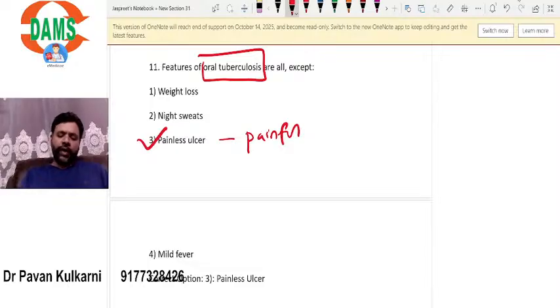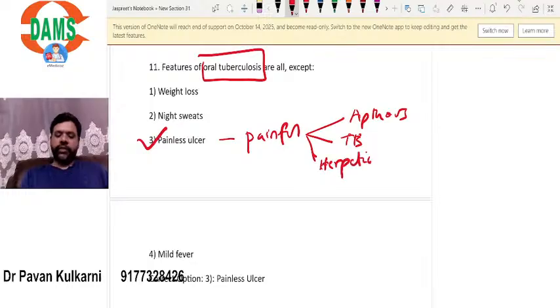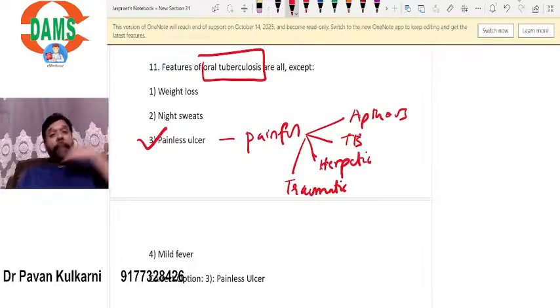Remember some important painful oral ulcers: aphthous ulcer is basically a painful ulcer. TB ulcer is basically a painful ulcer. Herpetic ulcers are basically painful ulcers. And even traumatic ulcers are painful. Classically painless ulcers are syphilitic ulcers, and malignant ulcers are painless.